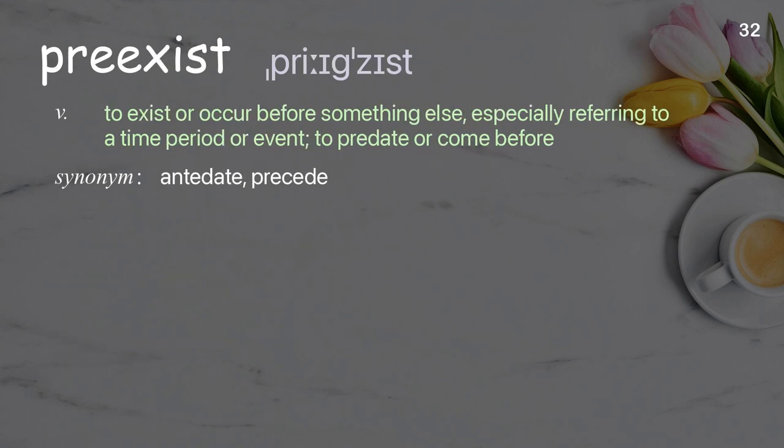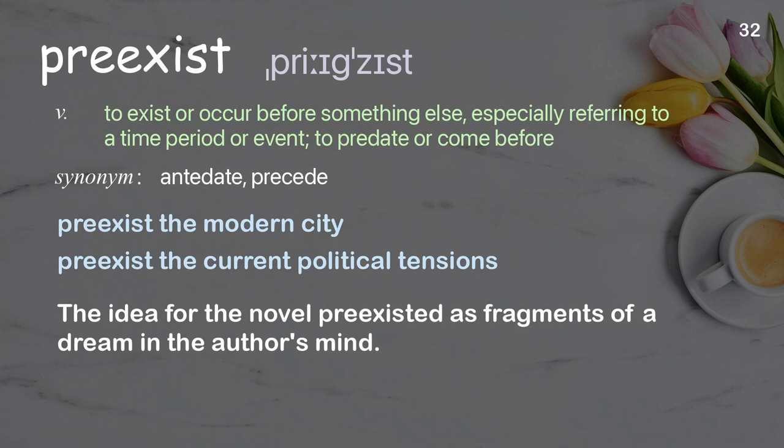Pre-exist. To exist or occur before something else, especially referring to a time period or event, to predate or come before. Examples: pre-exist the modern city. Pre-exist the current political tensions. The idea for the novel pre-existed as fragments of a dream in the author's mind.